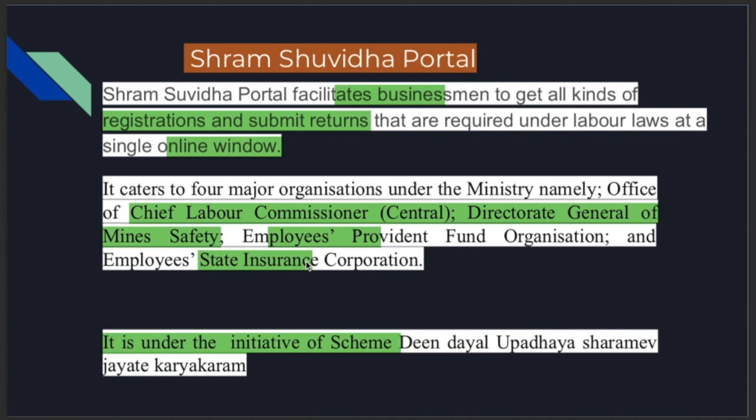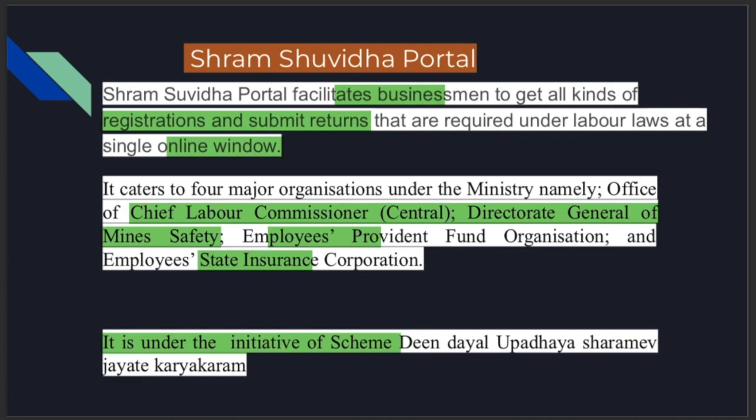Basically, all these organizations are working under the Ministry of Labor. So the Shram Suvidha portal is catering to the needs of all these 4 different organizations. It is very important to remember this with respect to the Shram Suvidha portal, because I know you are all well aware of the portal, but this is an important piece of information here.